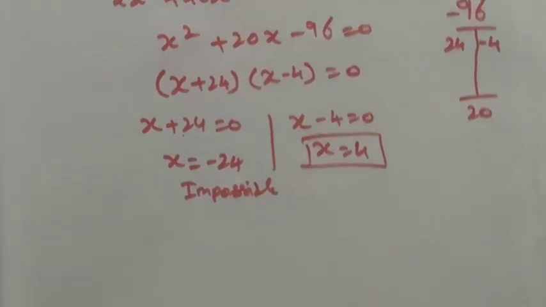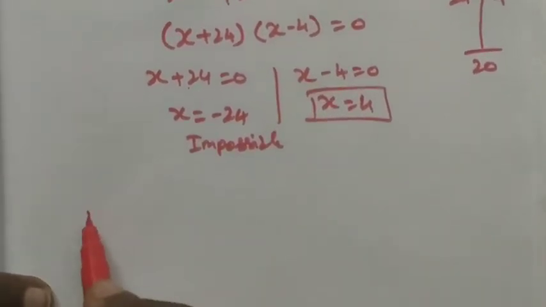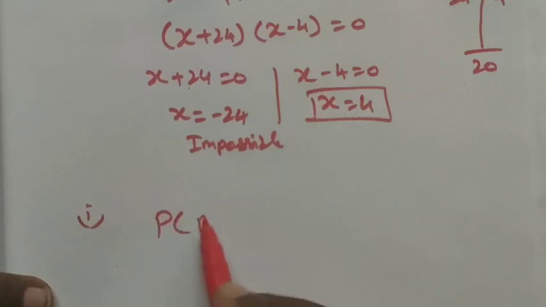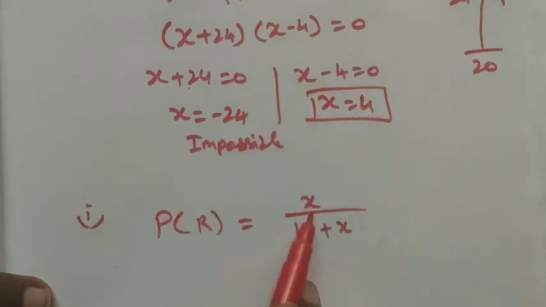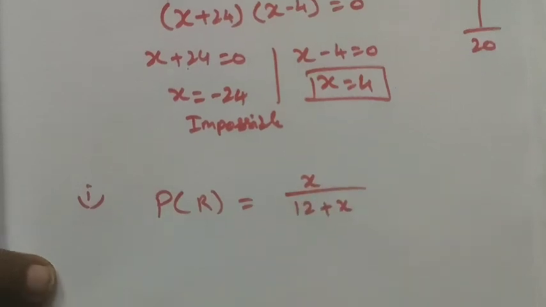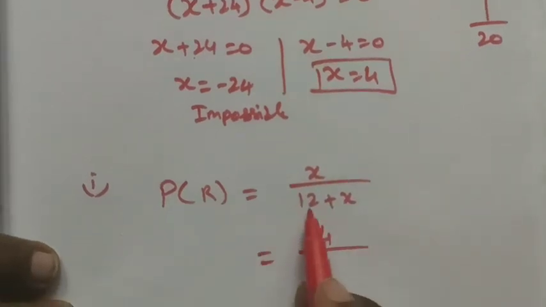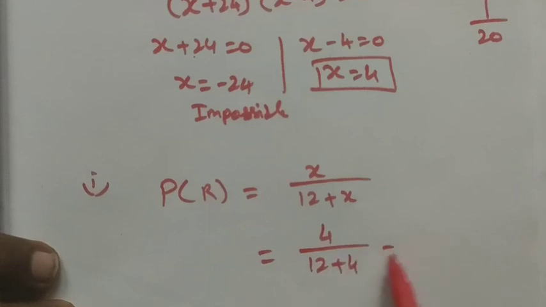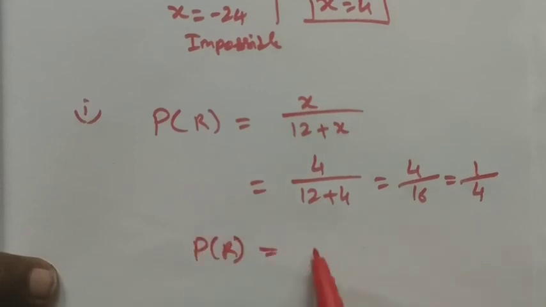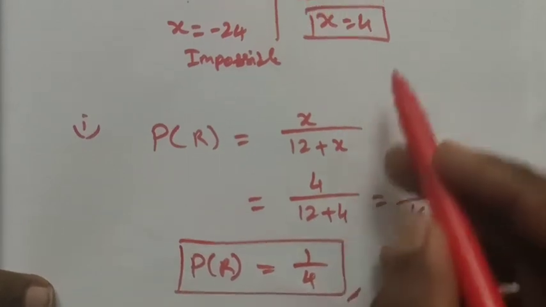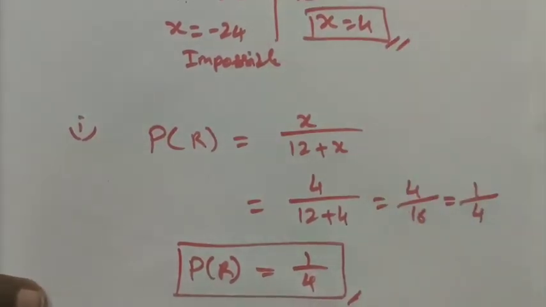Now we want to find the probability of red. In the first Roman number, the probability of red is equal to X divided by 12 plus X. In place of X I am going to apply the value 4. So 4 divided by 12 plus 4 is equal to 4 by 16, which is nothing but 1 out of 4. So the probability of a red ball is 1 out of 4, and also the value of X is equal to 4. Thank you students.